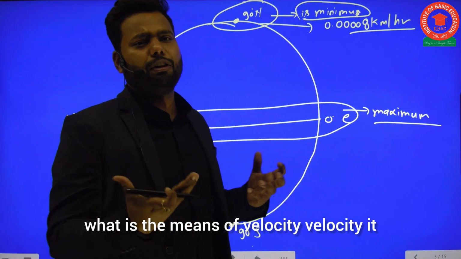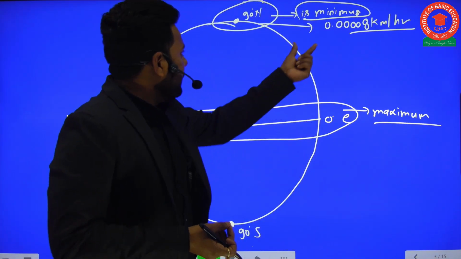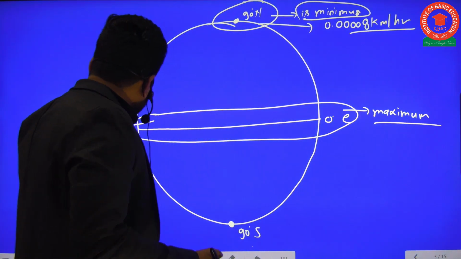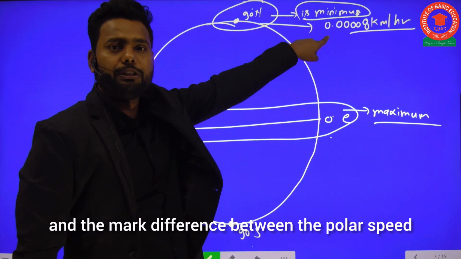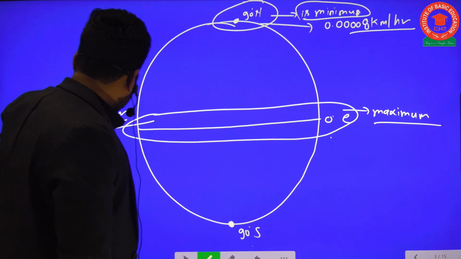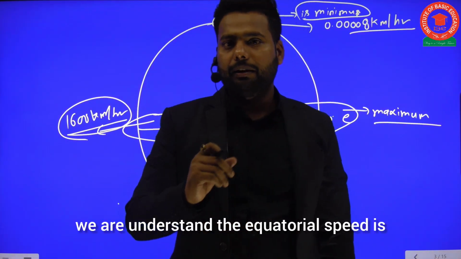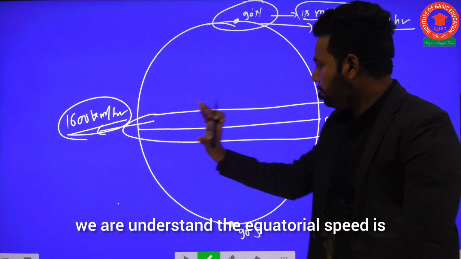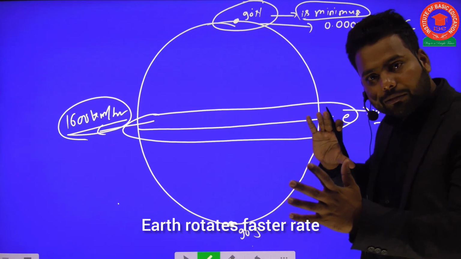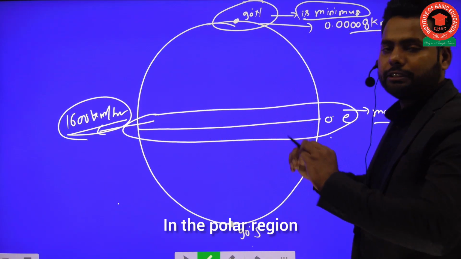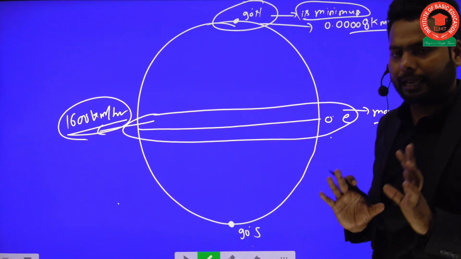What is the meaning of velocity? Velocity means speed. We are talking about the speed. Here is the marked difference between the equatorial speed and the polar speed. With the help of this data, we understand the equatorial speed is more. At the equator, Earth rotates at a faster rate. In the polar region, Earth rotates at a minimum or slower rate. Is it okay? I hope that is clear.